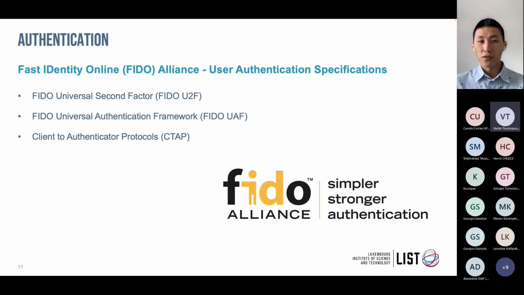Here we need to mention the FIDO Alliance, which is Fast Identity Online Alliance, which proposes several user authentication specifications. The first one is FIDO Universal Second Factor. We call it U2F. U2F supports the second factor experiences. U2F allows online servers to augment the security of their existing password infrastructure by adding a strong second factor to the user login. The user logs in with the username and the password as before. The service can also prompt the user to present a second factor device like a token at any time it chooses.